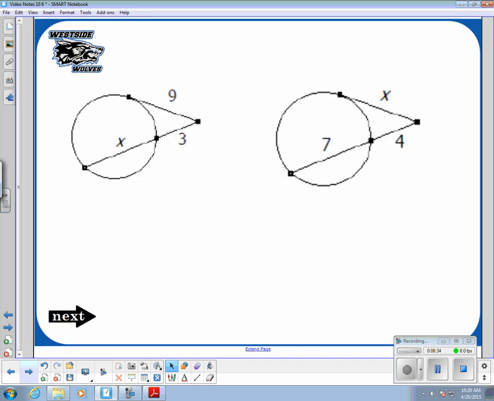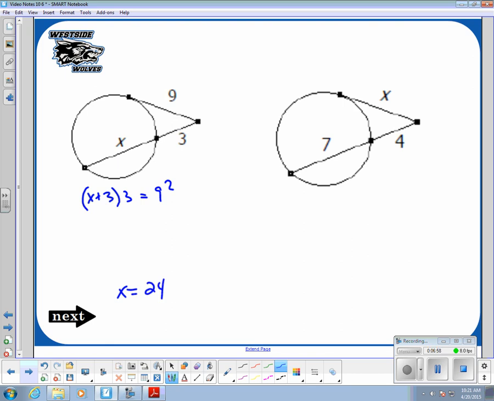All right, so if we come here, the whole secant segment, which would be x plus 3, times the outside part, which is 3, equals the tangent squared. And so you can pause the video and finish working that. When you're done working that, you should get x is equal to 24.